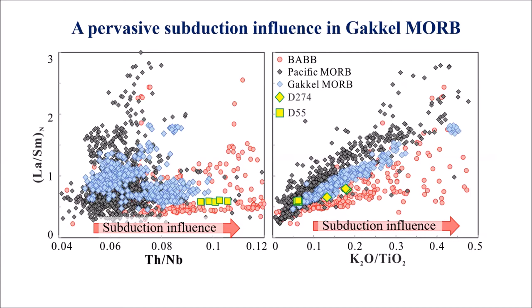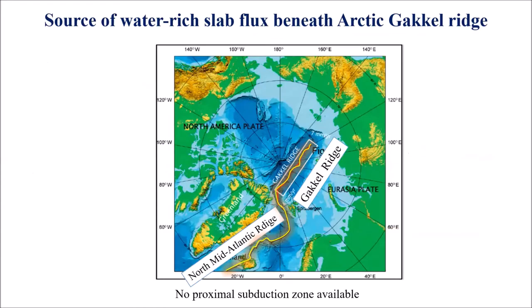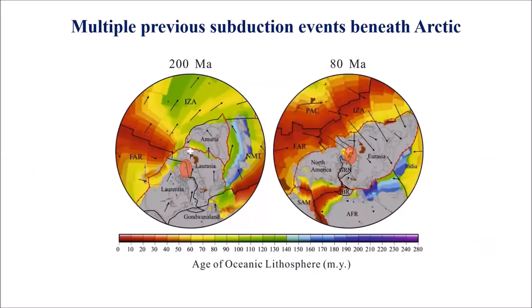Then where is this water-rich flux coming from? If we look at the regional map of the Gakkel Ridge, we can see it's surrounded mostly by continents, North America to the left and Eurasia to the east. So there's no proximal subduction zone available to provide such a flux. But if we look back in time, for example 200 million years and 800 million years ago, the red fields over here are where the Gakkel Ridge will be spreading in the future. So you can tell that the Farallon plate over here and the other plates over here were all subducted beneath the Arctic Ocean. So we infer that this slab flux might result from previous subduction events.